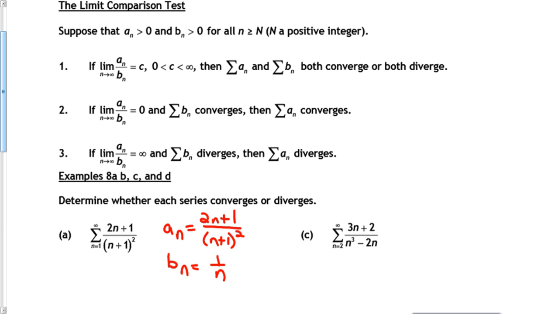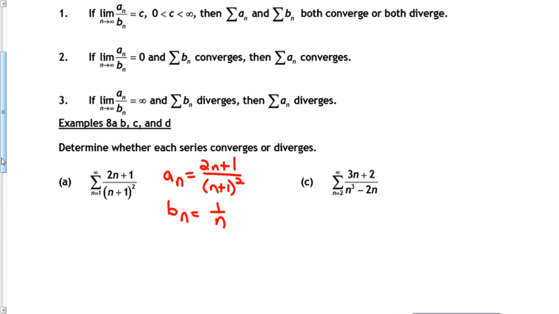Next thing I need to show is that both of these things are greater than 0. So 2n plus 1 over n plus 1 quantity squared is going to be greater than 0 as long as I start with n is 1. That will always be greater than 0. And 1 over n will be greater than 0 as long as I start with n is 1. So I've met the first requirement, which is that those two must be greater than 0.